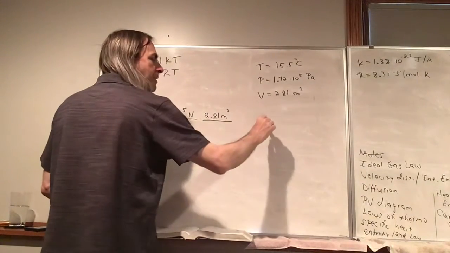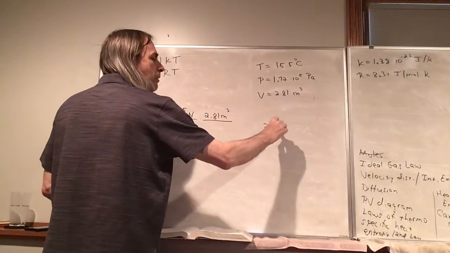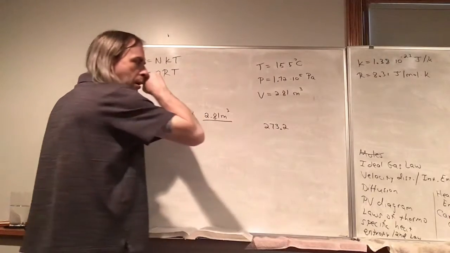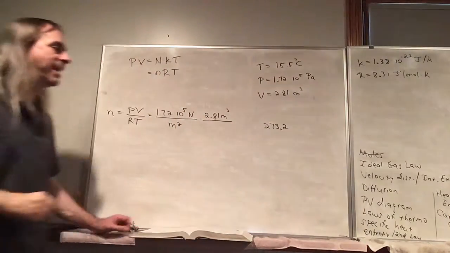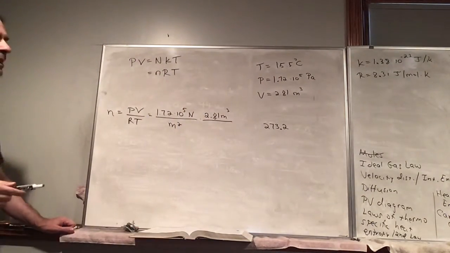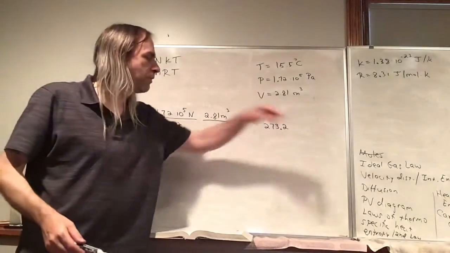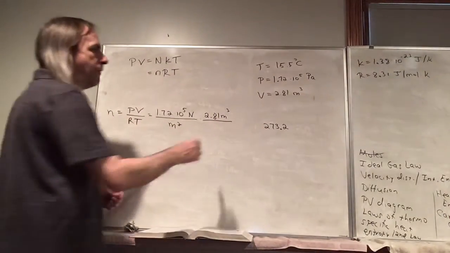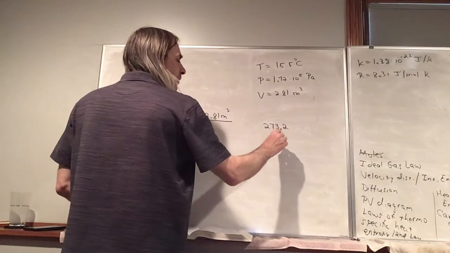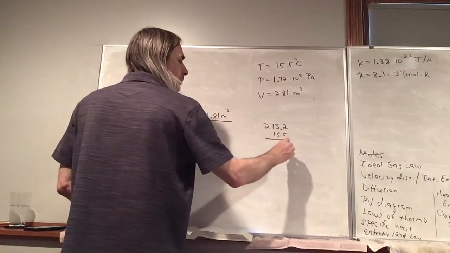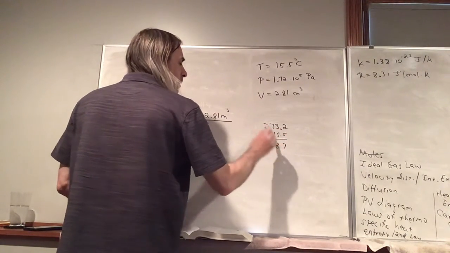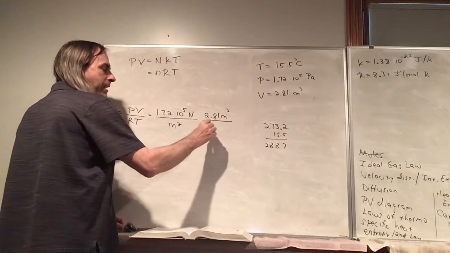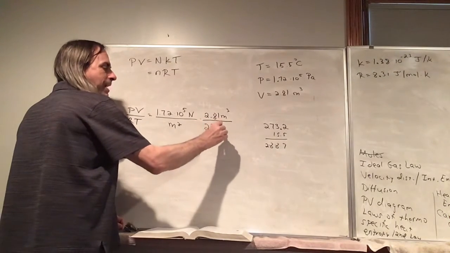And since we're given three significant figures here, let's say that the offset between Kelvin and Celsius is 273.15. Let's round that off. And then add 15.5. So this is 288.7 Kelvin.